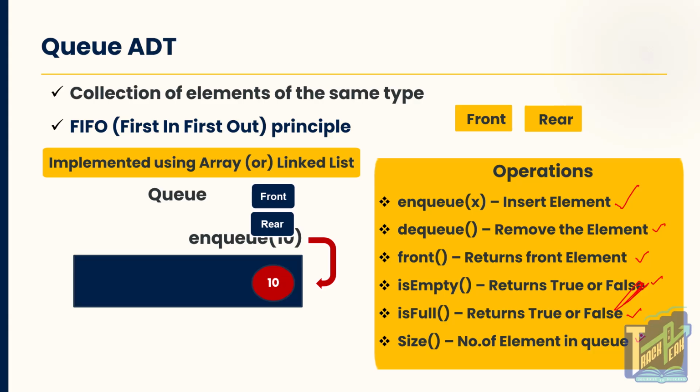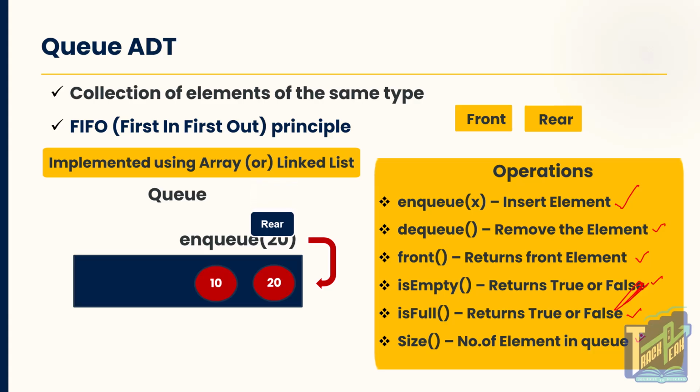The element will be inserted only at the rear end, not at the front end. The element will be removed from the front end. This is the difference between stack and queue. And now we try to insert the element 20. So the position of 10 will be moved, and after that 20 will be added at the end. This is the process of a queue.